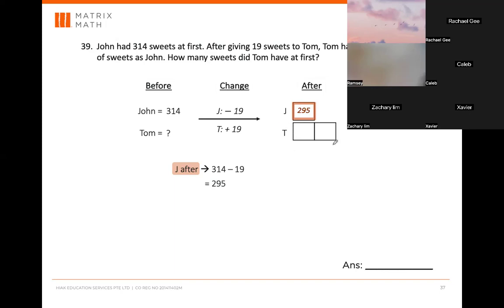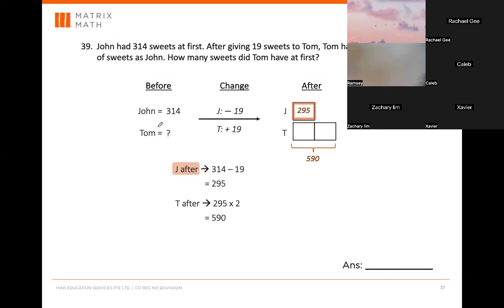Can you find Tom at the end where he is double of John? Yes. So Tom after will be 295 times 2, which is 590. After, meaning that Tom received something. So Tom received 19 from John, and that's why Tom has 590 sweets at the end.